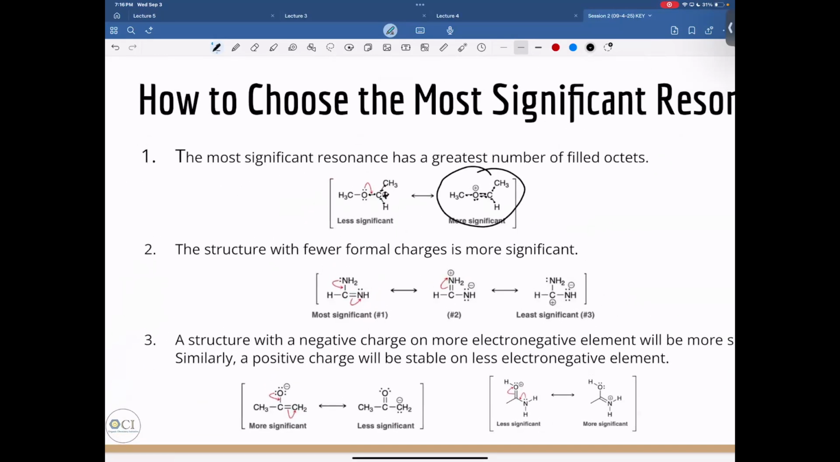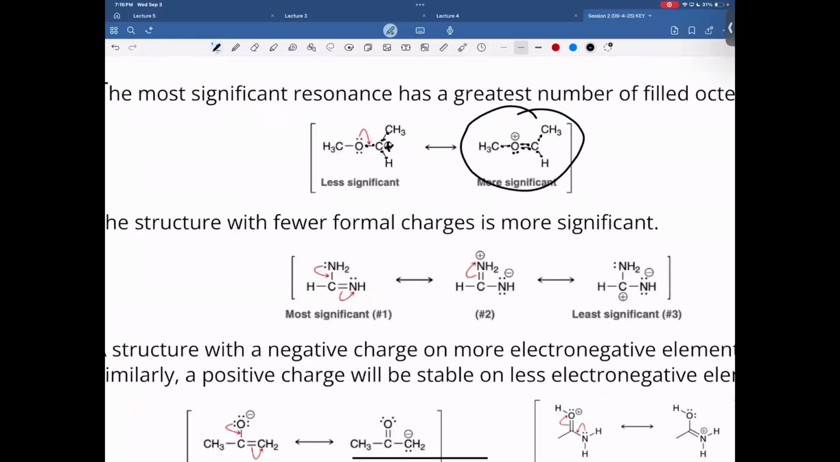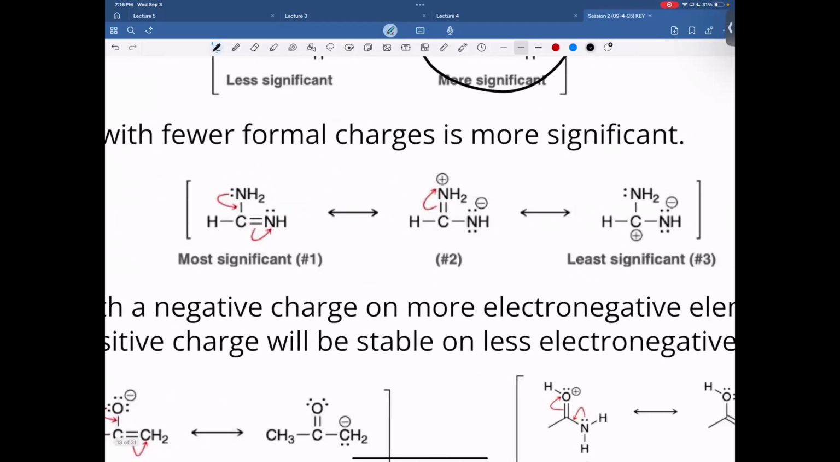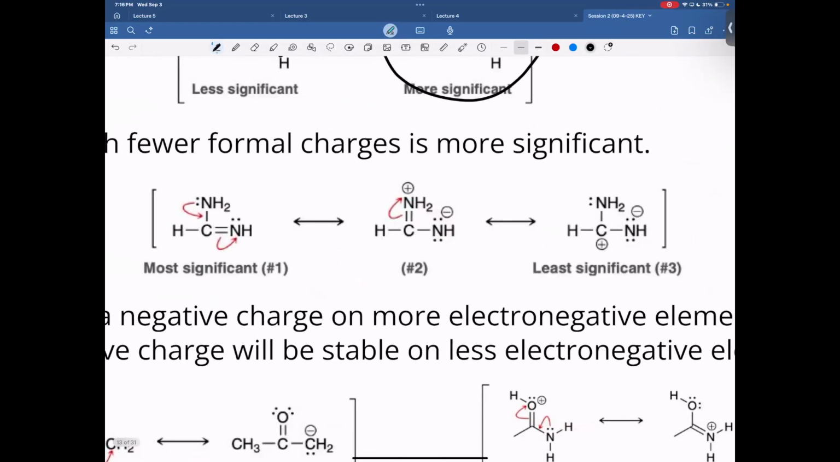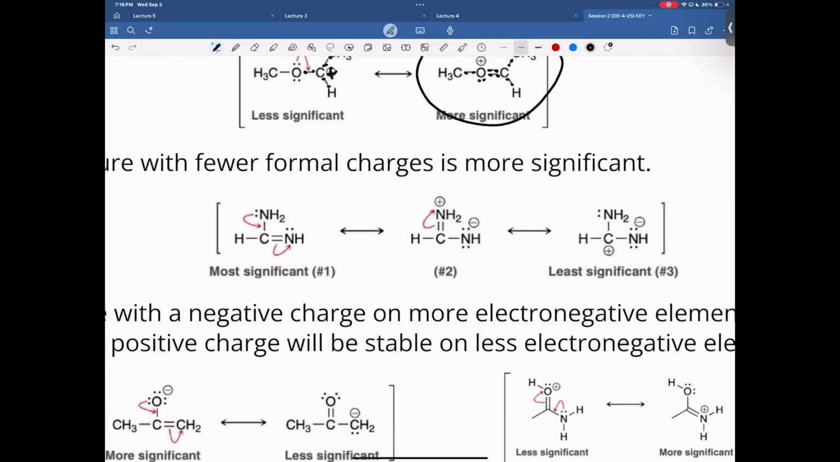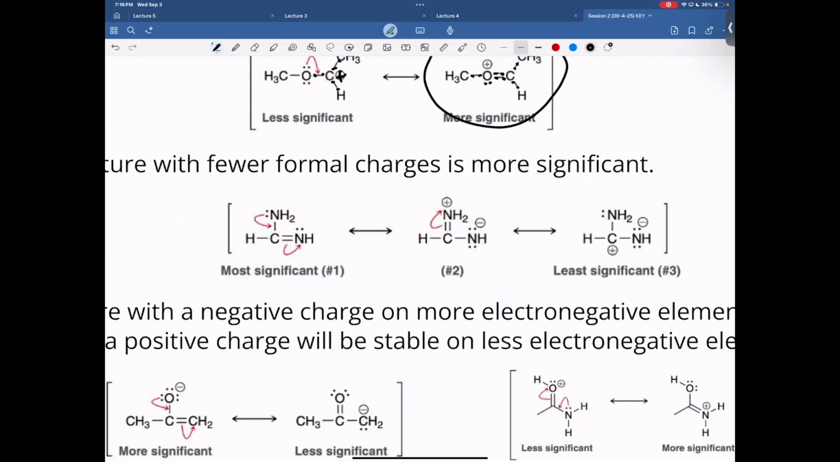Next, we can look at the structure of the formal charges. It's basically saying the structure with fewer formal charges is more significant. So if we look at this, the first molecule here has no charges. The second molecule has 2 charges, a negative and a positive. The third molecule also has a negative and a positive charge. So we can automatically crown this structure here as the most significant because it has the least amount of charges.